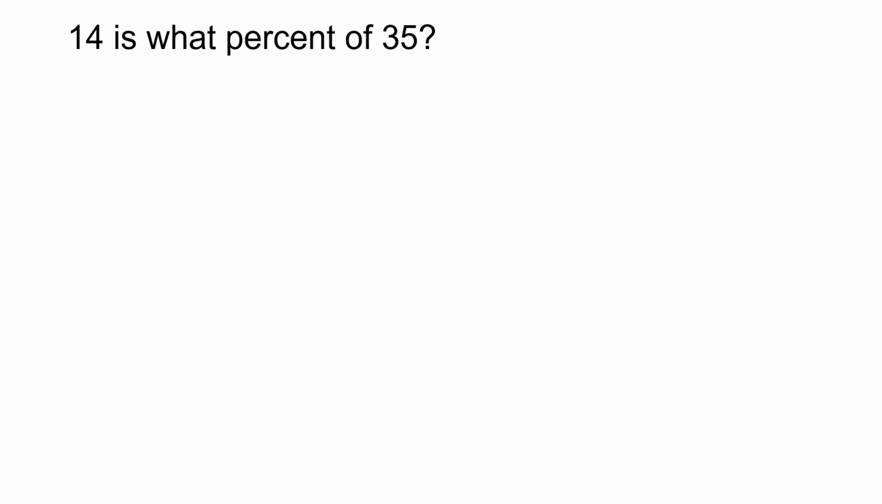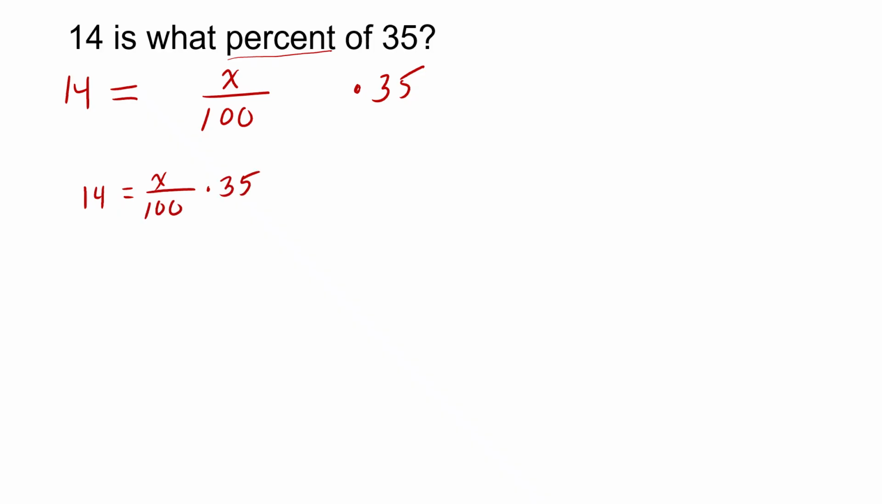So the word is often translates to an equal sign. The word of often translates to multiplication. 14 is what percent? Well, the word percent means out of 100. So what percent? What I'm picturing there is what out of 100? So 14 is what out of 100 of times 35. And there's our math equation. I'm just going to copy it a little bit less spread out, so I could put it underneath the words, but there's your math equation.